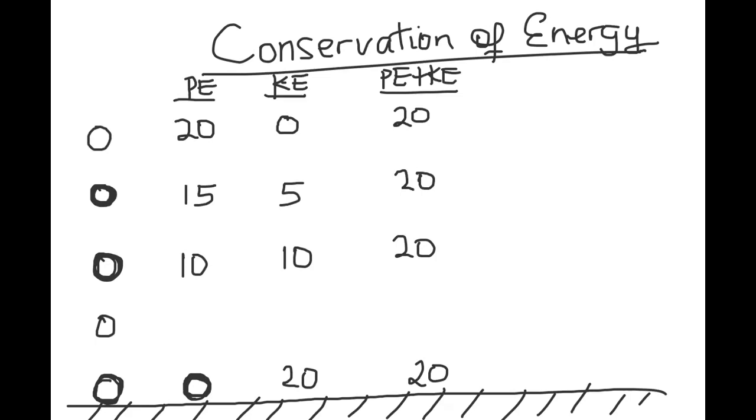And somewhere here, when the ball is right here, we see that it's between 0 and 10. So we should have 5 joules of potential energy. And the kinetic energy has to be between 10 and 20. So that will be 15 joules of kinetic energy. And the sum has to be still 20 joules.